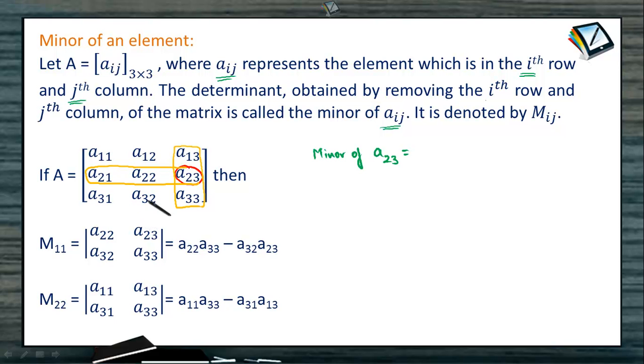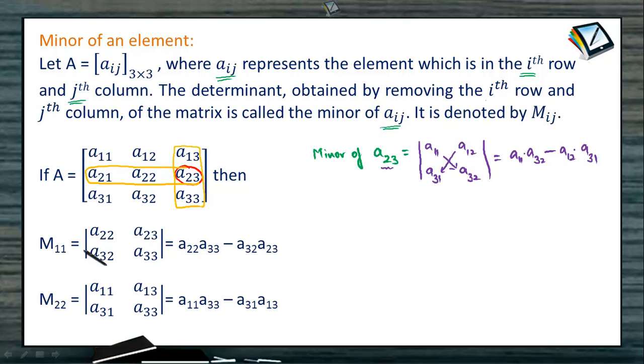Then the determinant of this 2 by 2 matrix. What is the 2 by 2 matrix that is formed by removing the second row and the third column? It is the elements left, that is a_11, a_12, a_31 and a_32. Then the determinant of this matrix, that means the cross product taken from the left side with a minus sign, that means a_11 into a_32 minus a_12 into a_31. This value of the determinant is called the minor of the element a_23.